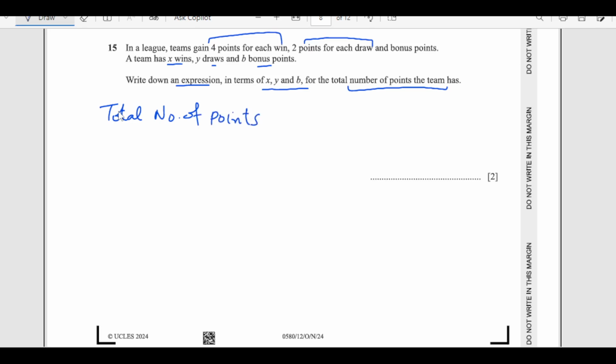As you can see, this is a 2 marks question, so not a lot of working here. So, 4 points for each win, and they won x wins there. So, 4 times x, plus then draw, 2 points for each draw. There are y draws, so 2y, and a bonus point. The bonus point is B here, so plus B. So, this is the expression. So, remember to write that down in the space provided for you.